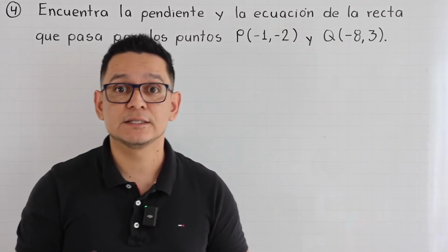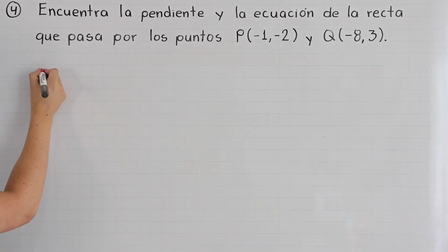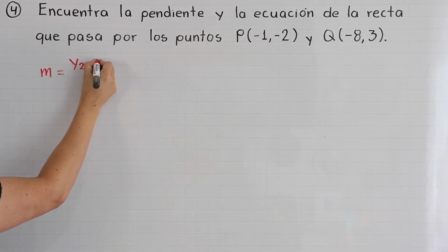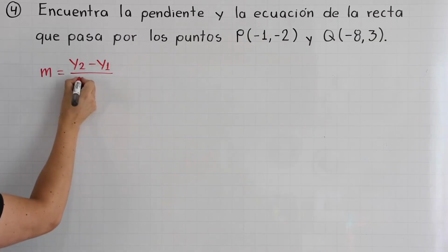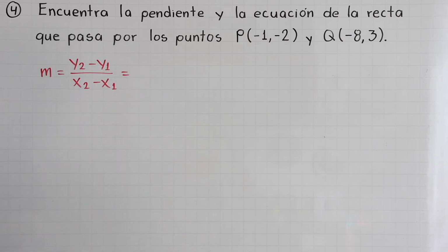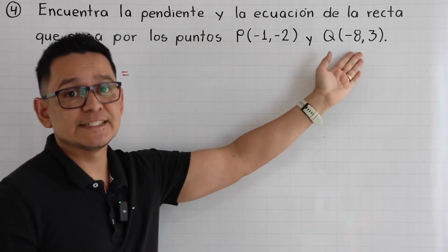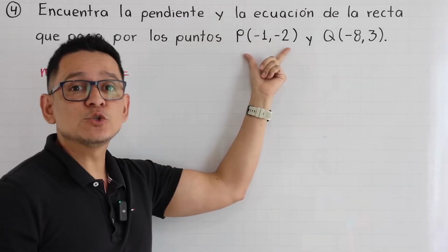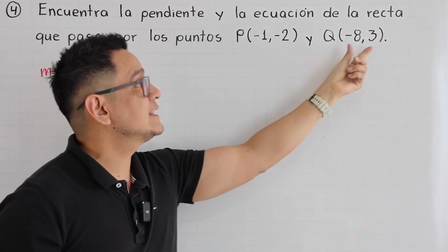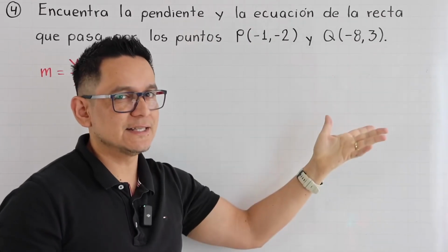Alright, so the first thing we're going to do is determine the slope. To find it, we're going to use the following formula. The slope is equal to y2 minus y1, divided by x2 minus x1. Where are we going to take these values from? It's very simple, from the coordinates. If this is your point number 1, then this is x1 and this is y1. If this is your point number 2, then this is x2 and this is y2. So it's pretty simple, right?